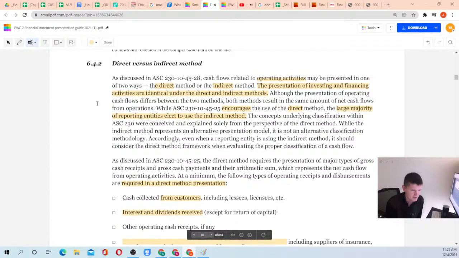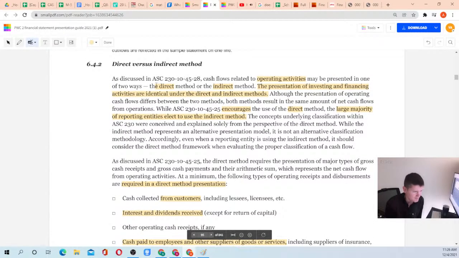Okay, direct versus indirect method. Cash flows related to operating activities might be presented in one of two ways, the direct method or the indirect method. The presentation of investing and financing activities is identical under the direct and indirect method. Okay, let's see if I can copy it from here.